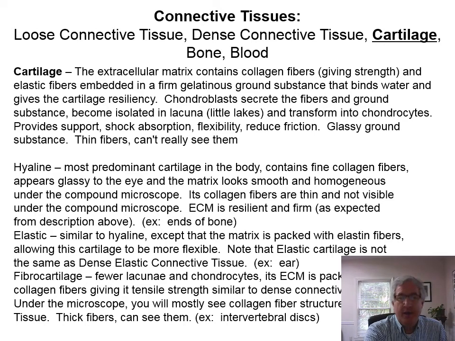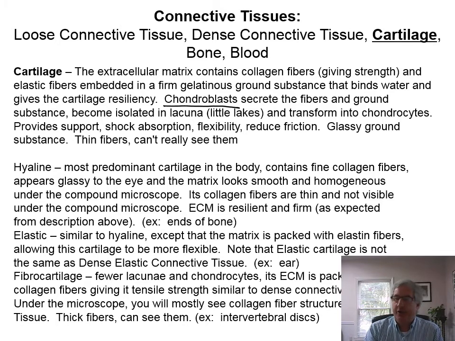So let's see, what else? You reduce friction, provide support, shock absorption, flexibility. There's a glassy ground substance, the ground substance that holds and binds that water. There's maybe some thin fibers in it, but you can't really see them. The cells that are found in cartilage are called chondroblasts.